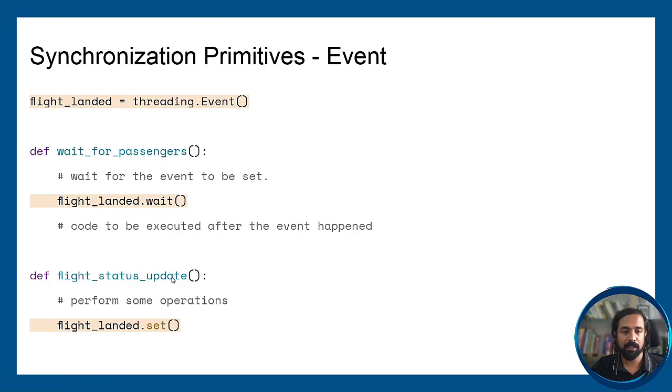Then we have the flight status update function, which is responsible for setting the event. Once the set method is called on the event, the thread can continue its execution, and the code below will get executed once the event has happened, which means we have set the event by calling the set method. We are currently not going through the example due to time constraints. You can access the example of the event primitive in the link which I will share at the end of my presentation.